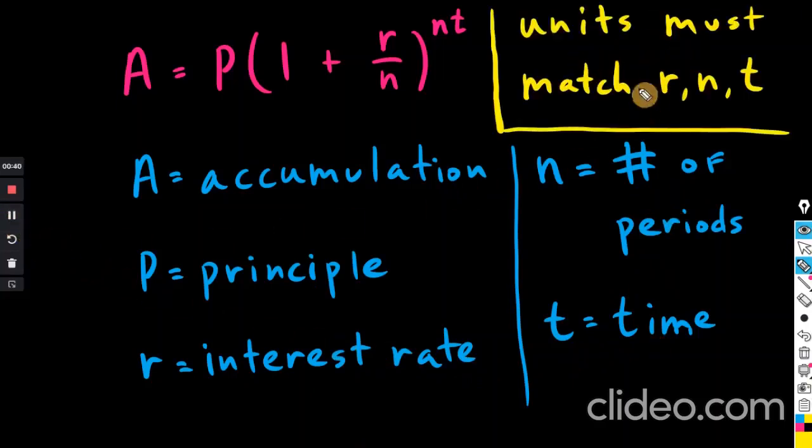The units must match for R, N, and T. R will be in terms of percent, but it will be something like percent per year. N is the number of periods, something like the number of periods per year. So if this is per year, this has to be per year, and the time would have to be in years. If it's not, then you need to make adjustments, as you will see in the problems.